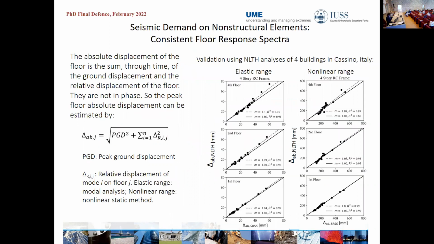The problem with that equation is that we need an estimate of the peak floor absolute displacement. This is not a readily available quantity, so we propose an equation to estimate it. We realize that the absolute displacement is the sum through time of the ground displacement and the relative displacement of each floor. These two time histories are not in phase, so we believe that the peak floor absolute displacement can be estimated as the square root of the sum of the squares of the peak ground displacement and the contributions to the relative displacement of the floor from each of the modes of the structure.